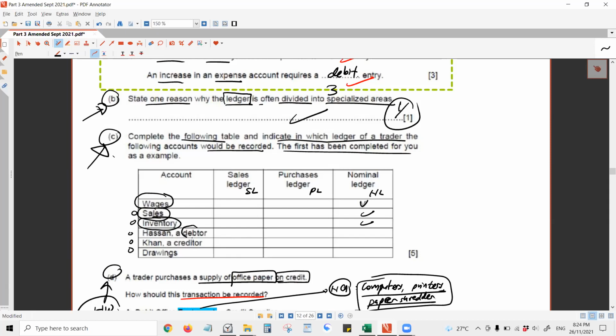Hassan, debtor. You have to understand what a debtor is. Debtor means credit customer, a customer who owes us money. So it appears in the sales ledger.